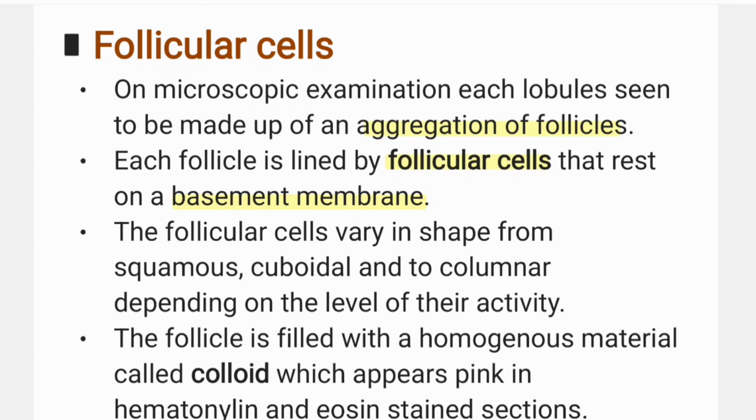The follicular cells vary in shape. So what can be their shape? They can be squamous, cuboidal and columnar. And what does their shape depend on? Their shape depends on the level of the activity. So according to their activity, their shapes can vary.